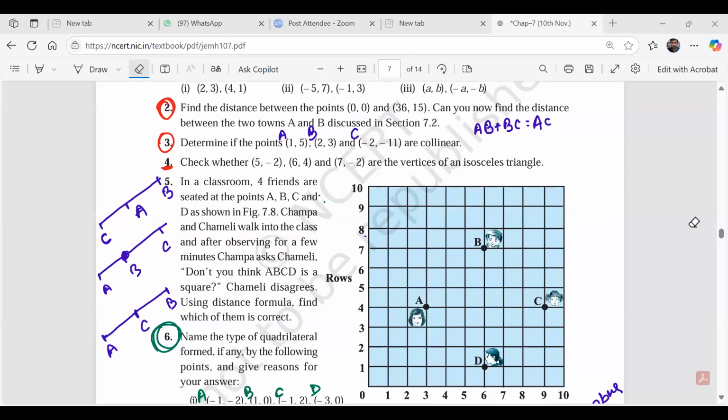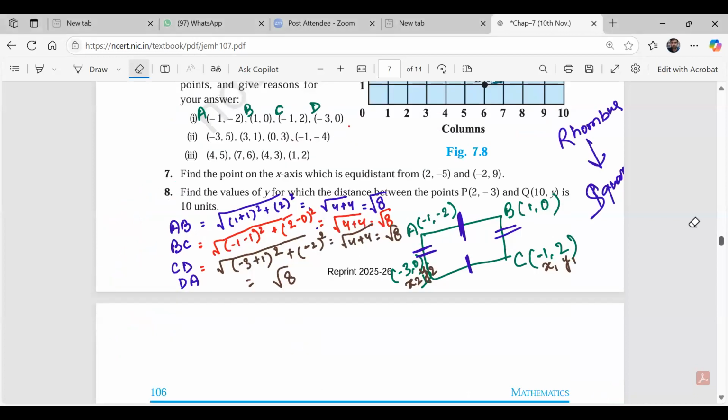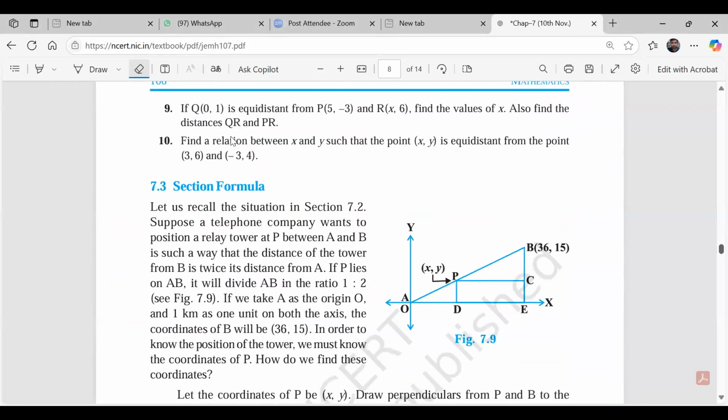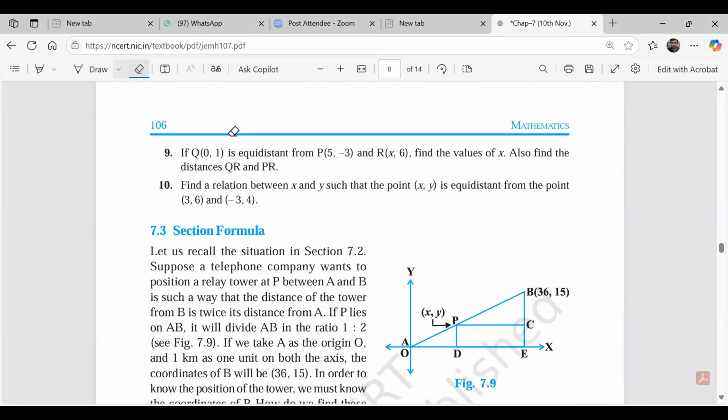Let's continue with the other questions which we had left over here. The last few questions, which are really important from here. Question number 10. Find the relation between x and y.